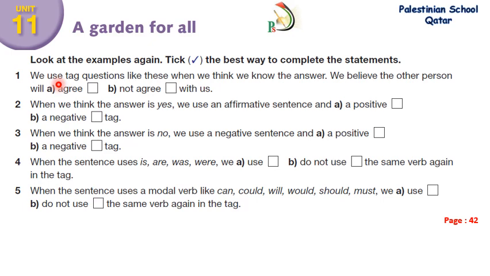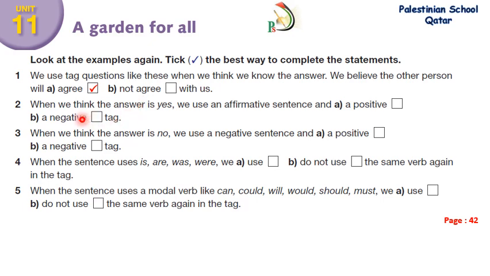Look at the examples again. Choose the best way to complete the statements. One: We use tag questions like this when we think we know the answer. We believe the other person will agree, or not agree? Did you guess the answer? It's very easy. Yes, very good. Agree, A.